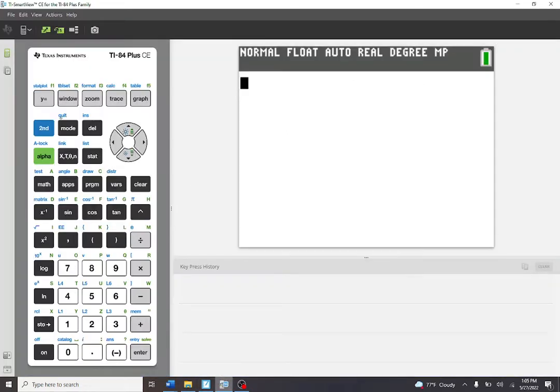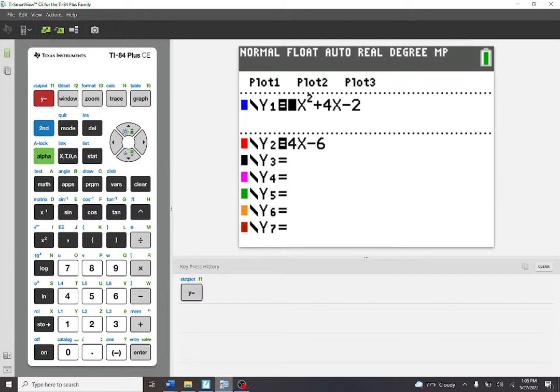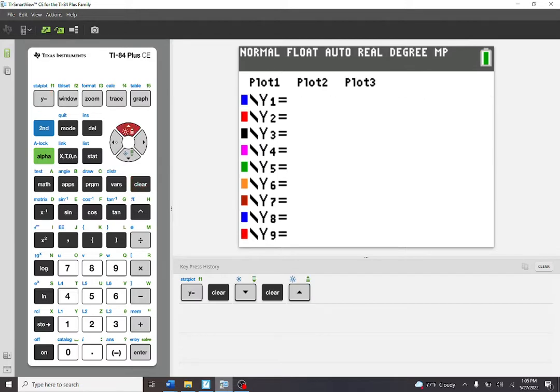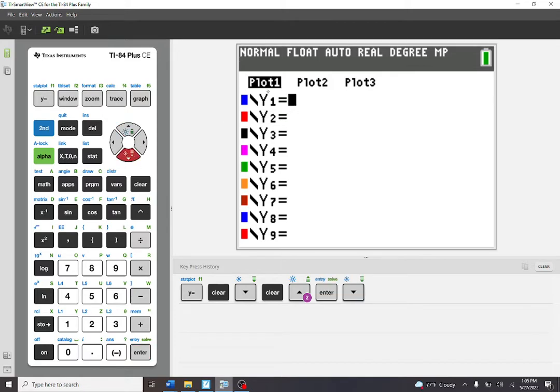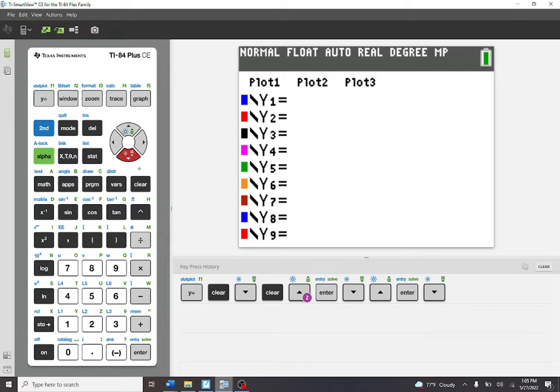Open up the calculator and you click y equals. Make sure these are cleared. And make sure, I know a lot of errors happen, sometimes when you have this plot 1 is highlighted. Make sure it's not highlighted by entering. And you can check what buttons I'm touching by the key press history on the bottom.